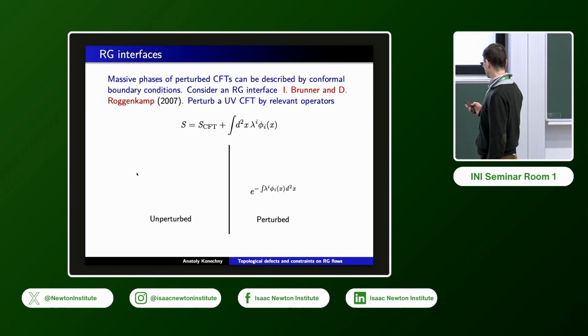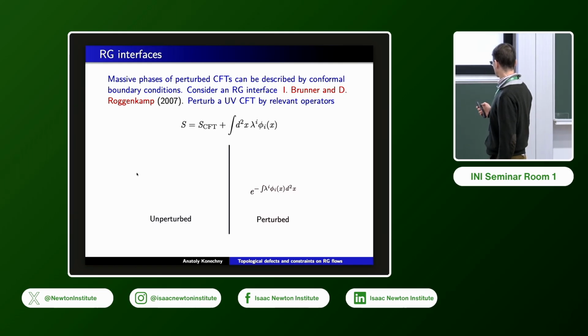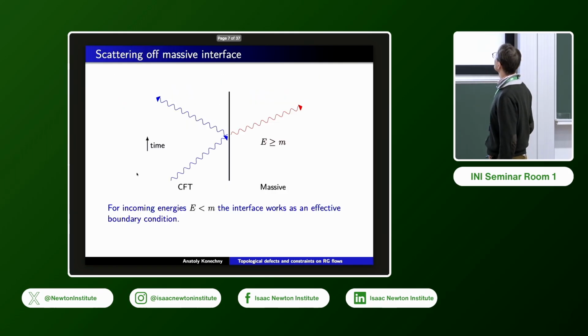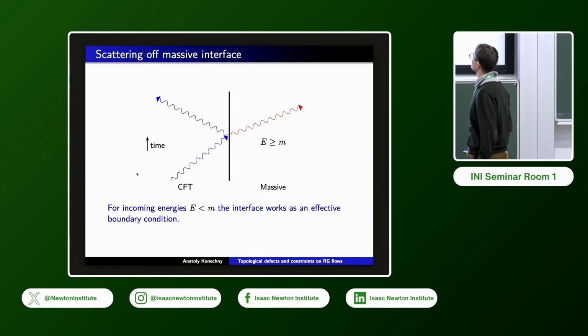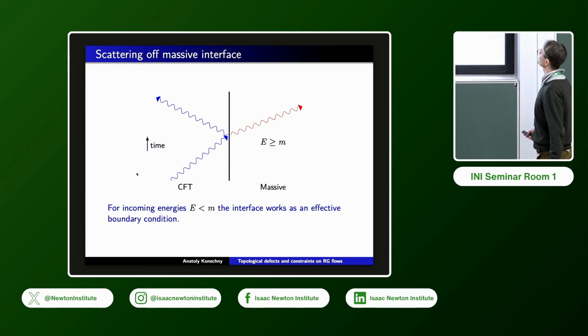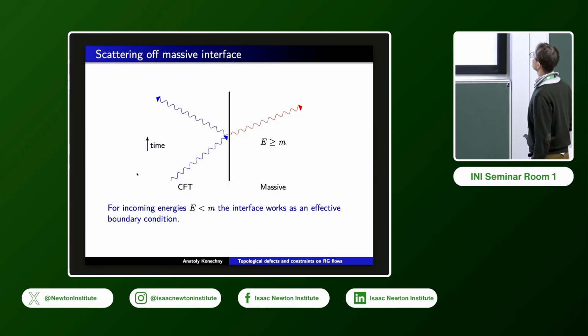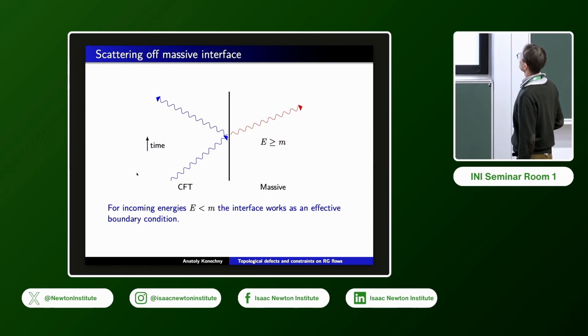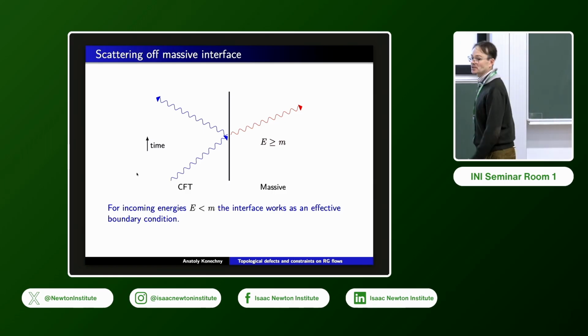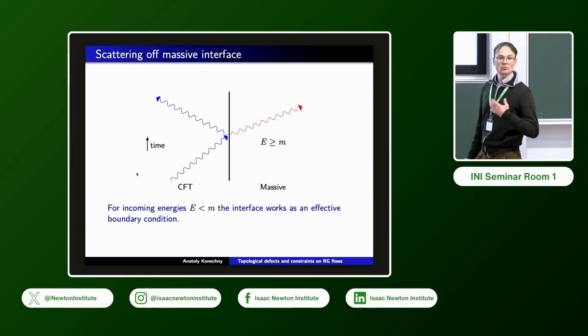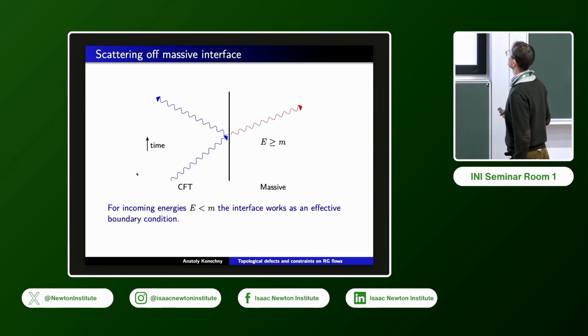And if the perturbed theory is massive, then what you expect is actually that this interface will look like a conformal boundary. So here's an intuitive argument of why this is true. Suppose here in the blue part we have a CFT, and in the red part we have a perturbed CFT, which we know is massive. Then there is a mass scale here.